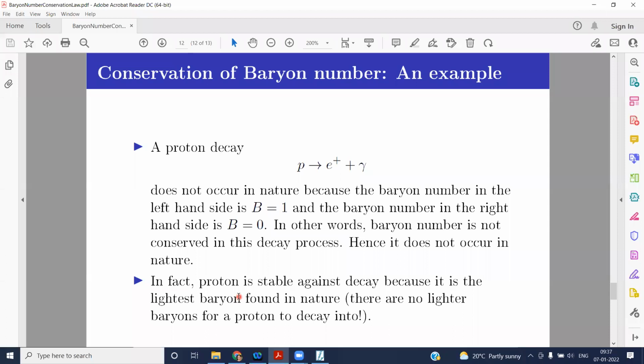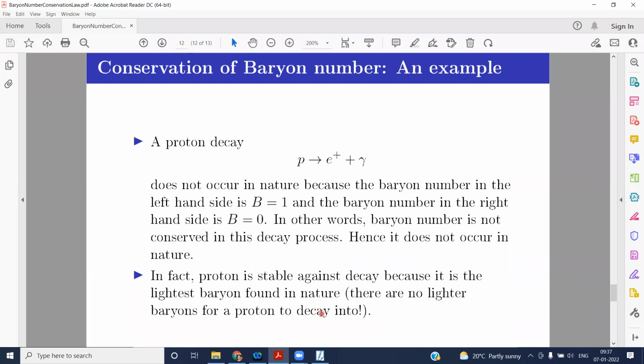In fact, the proton is stable against decay because it is the lightest baryon found in nature. Remember what I told you: the electron is a stable particle because it is the lightest negatively charged particle. There is no lighter negatively charged particle than the electron, so it cannot decay. The photon cannot decay into something else because it is massless. There is nothing it can decay into. So the proton is stable against decay because it is the lightest baryon found in nature.